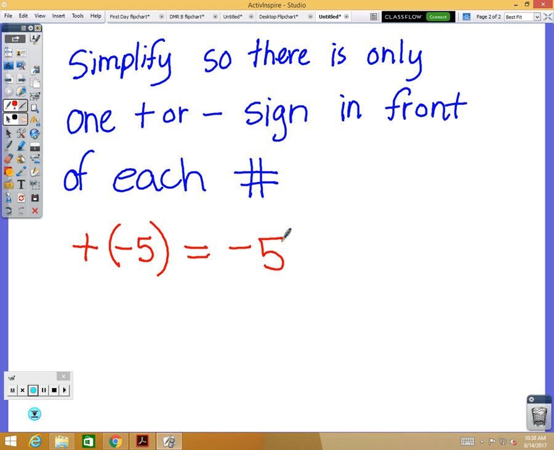Maybe we have minus a negative 4. Here we have minus and a negative. The signs look the same. They are the same. Two negatives make a positive. So this would be rewritten as just a positive 4 or a plus 4. Means the same thing.